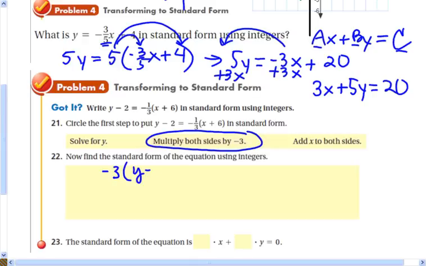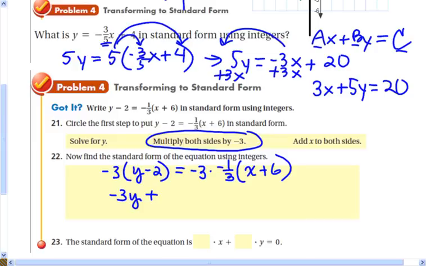So I'm going to use parentheses to show that I'm multiplying the quantity y minus 2 times negative 3. And I'm also multiplying this by negative 3. And when I do that, I'm going to use a distributive property here. Plus 6 is equal to 3 times, negative 3 times negative 1/3 is equal to positive 1. When I distribute that 1, I get 1x plus 6.